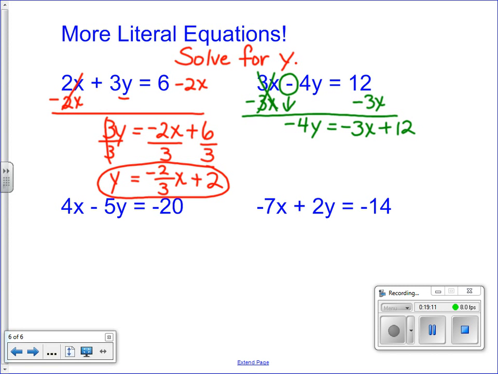Now we're going to isolate y by undoing the multiplication by negative 4, and we're going to divide all of our terms by negative 4. Negative 4y divided by negative 4 is a positive y, 1y. And on the other side, negative 3x divided by negative 4. Negative divided by negative is positive, so I'm going to rewrite this, 3/4 x. 12 divided by negative 4 is negative 3. So I can add negative 3, which is the same as subtracting 3.